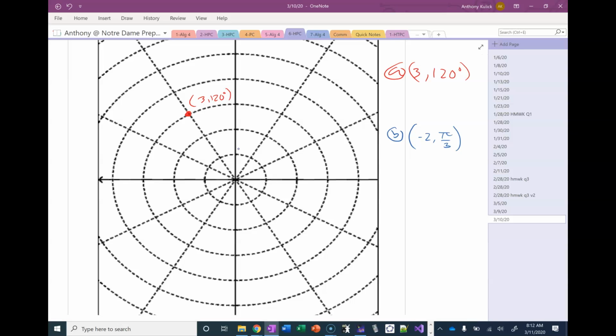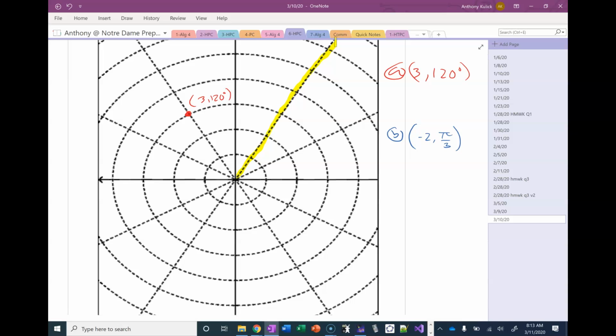So the next point I'm going to plot is the point -2, pi over 3. Remind me again, pi over 3 is basically 2/6 pi. Everybody agree with that? So the terminal side of my angle is this one right here. Everybody good with that? Okay.